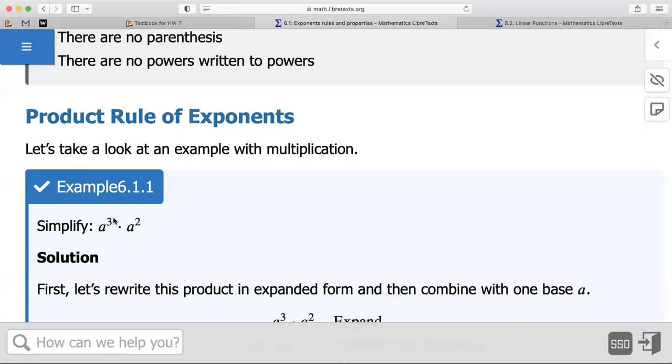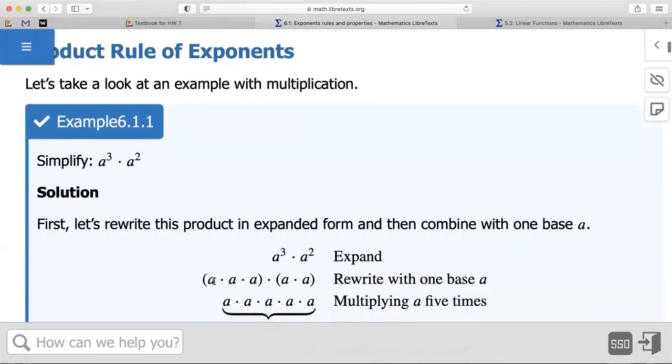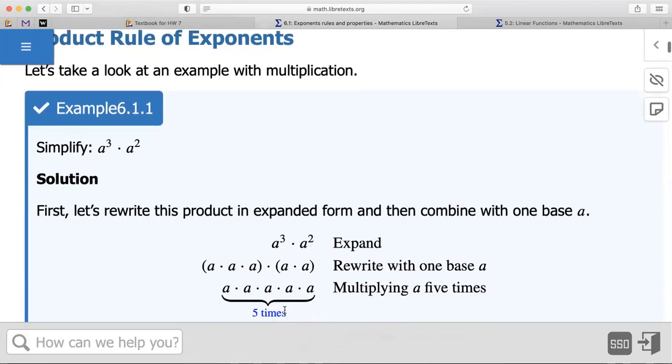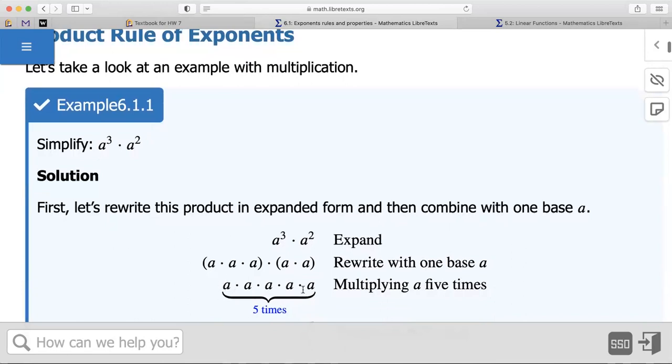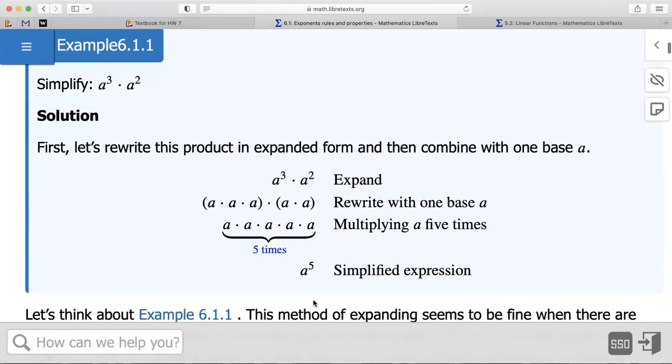Before we look at the other rules, let's do this one here. I have a to the third times a squared. This means a to the third is a times a times a, 3 times, and then a squared is a times a, 2 times. Now when I multiply together, I see how many a's are in here. I see 5 a's. So the answer would be a to the fifth. However, you would think there's a better way, so I don't have to write this out many times. I can look at the exponents here, 3 plus 2 is 5. So that would be the shortcut.